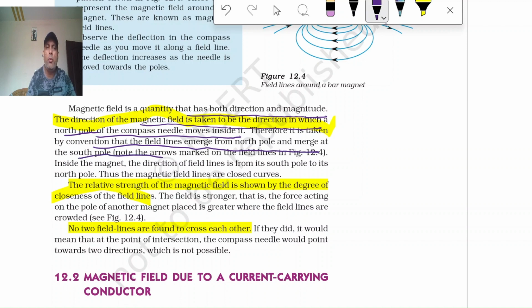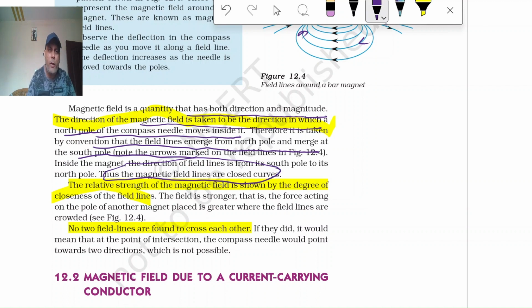That I have already shown in the figure. Field lines emerge from the north pole and merge into the south pole. And the direction of a field line outside the magnet is from the north pole to the south pole. Thus, the magnetic field lines are closed curves. So the magnetic field line must be a closed curve, from north pole to south pole.